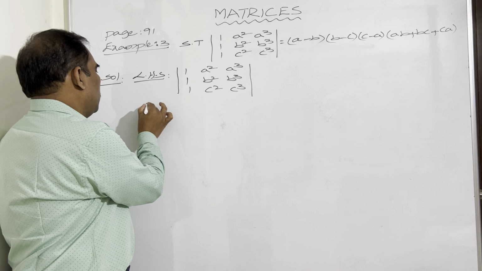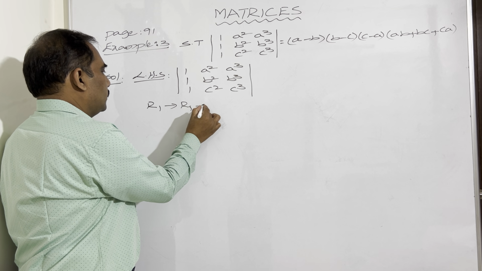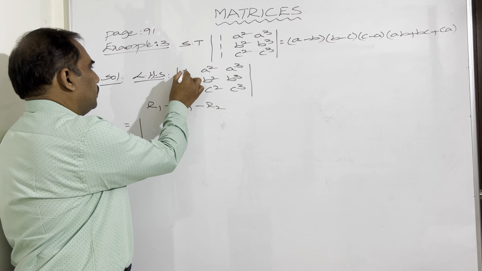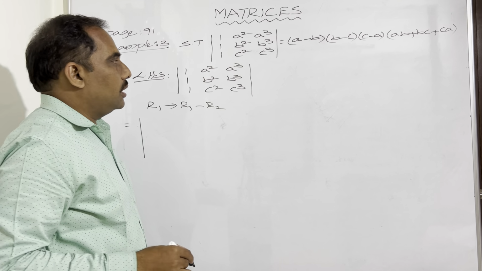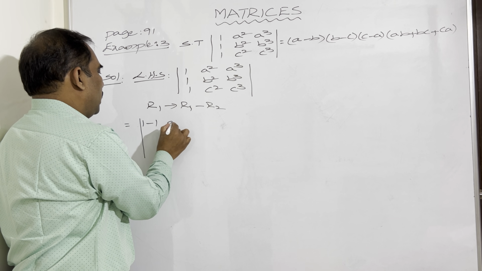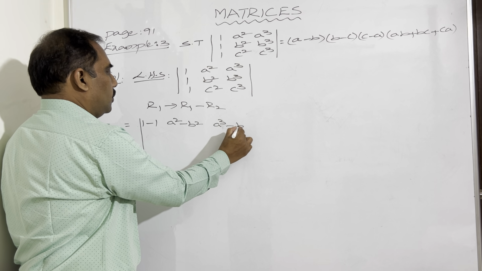Now what I am doing here is R1 to R1 minus R2. That means this is R1, this is R2, this is R3. Horizontal lines are called rows. So now 1 minus 1, and a square minus b square, here a cube minus b cube.